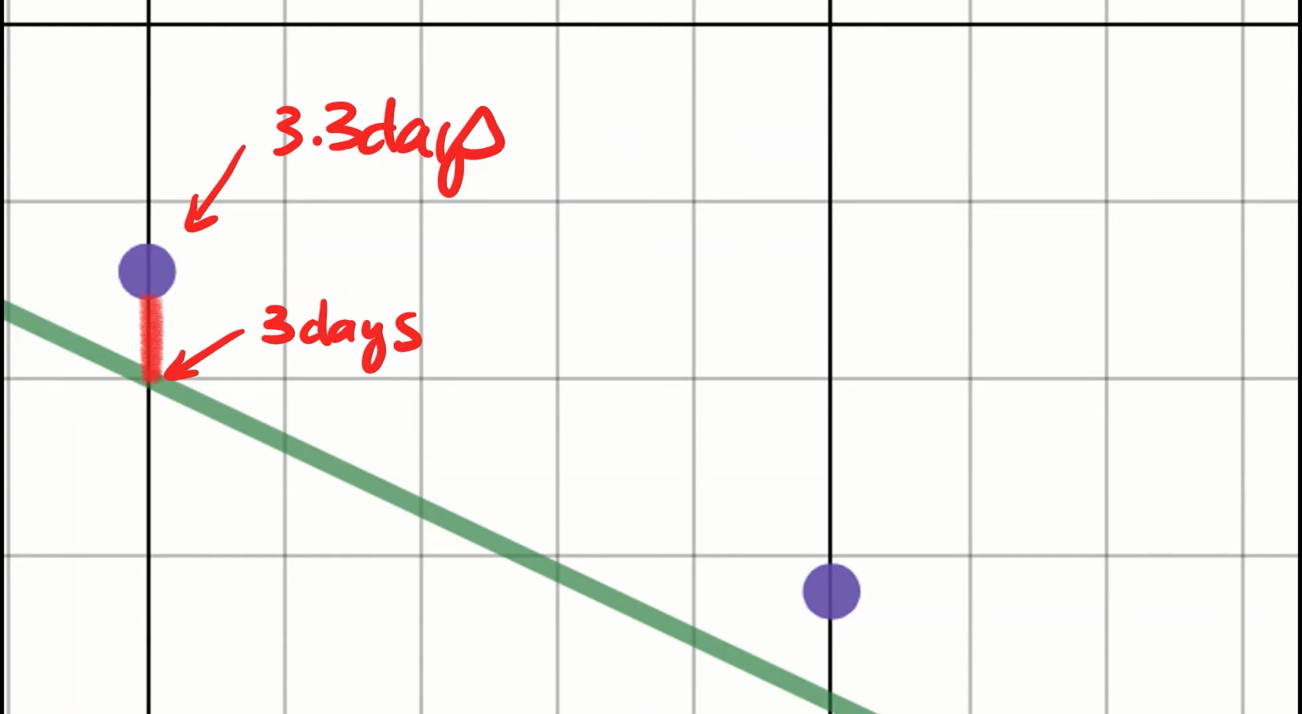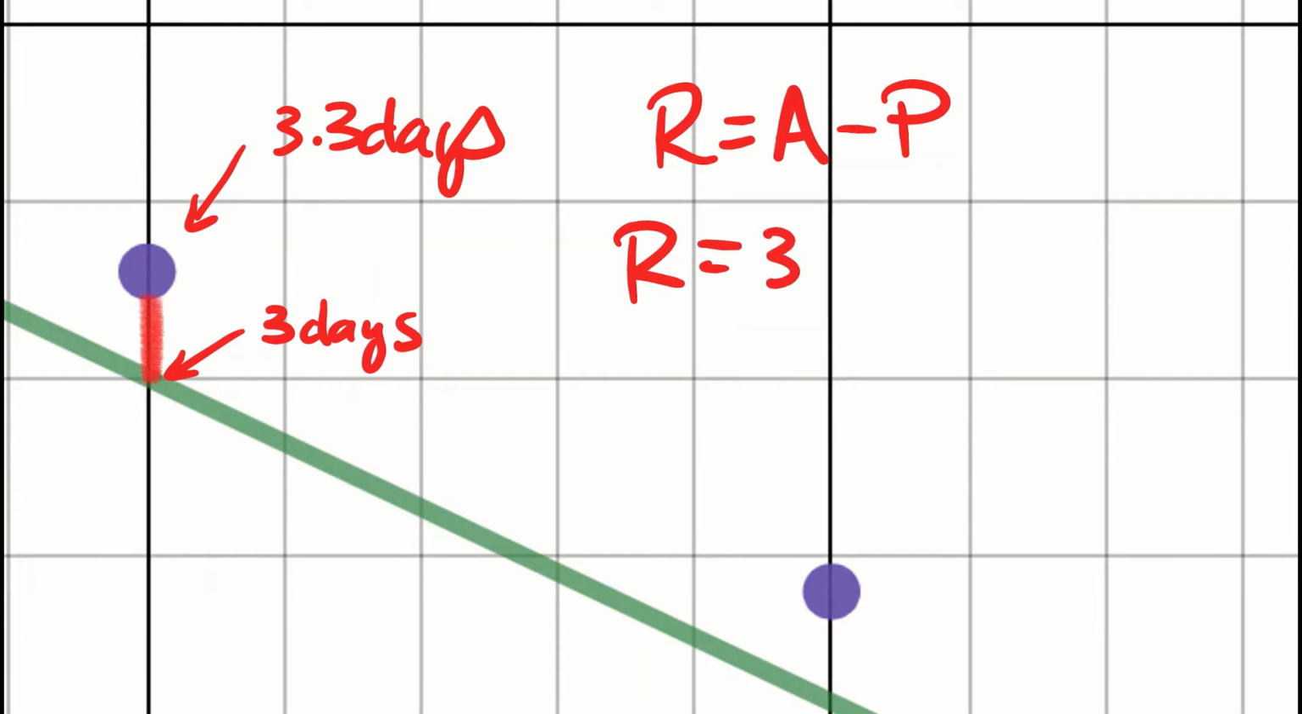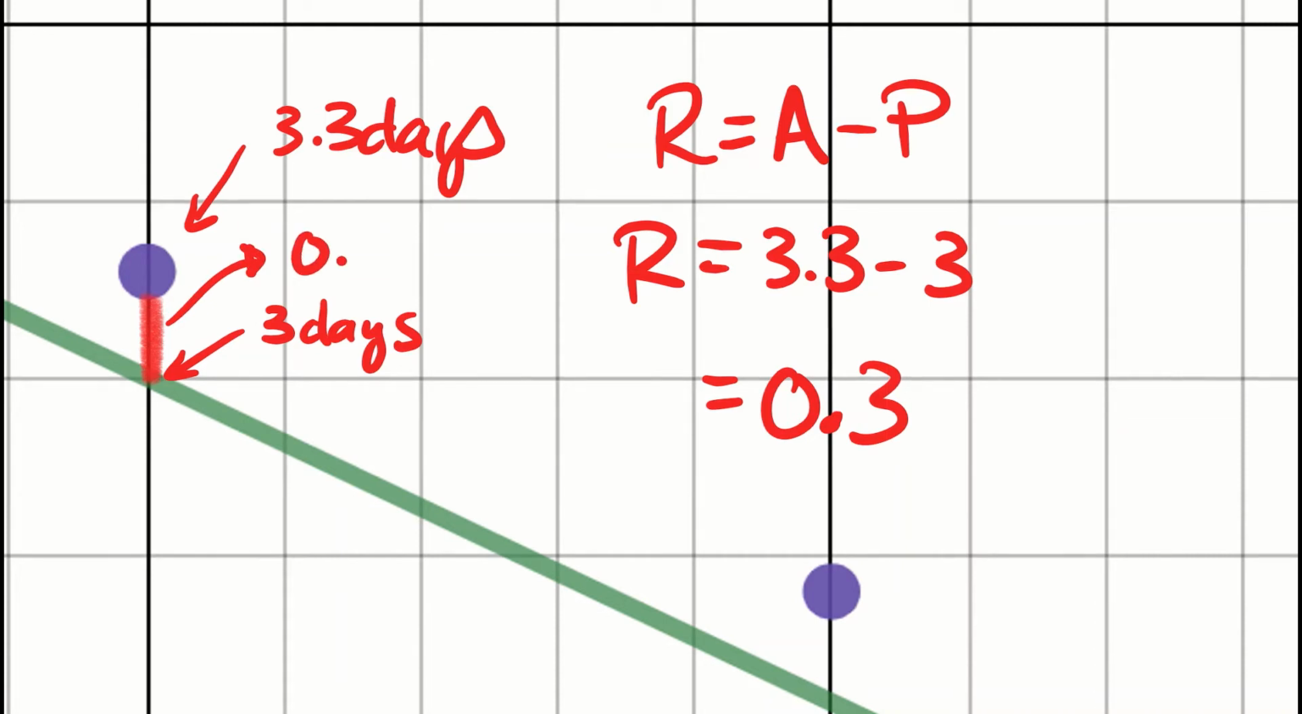But I'm going to come in here, I'm going to say, okay, so the residual is the actual value that was recorded in my data table minus the prediction the model made. So I would say the residual is 3.3 minus 3, which is 0.3. And notice it's a positive value, right? 3.3 is above the line. So when I take the 3.3 and I subtract what the model said, I get 0.3. So that means the residual here is 0.3 days.